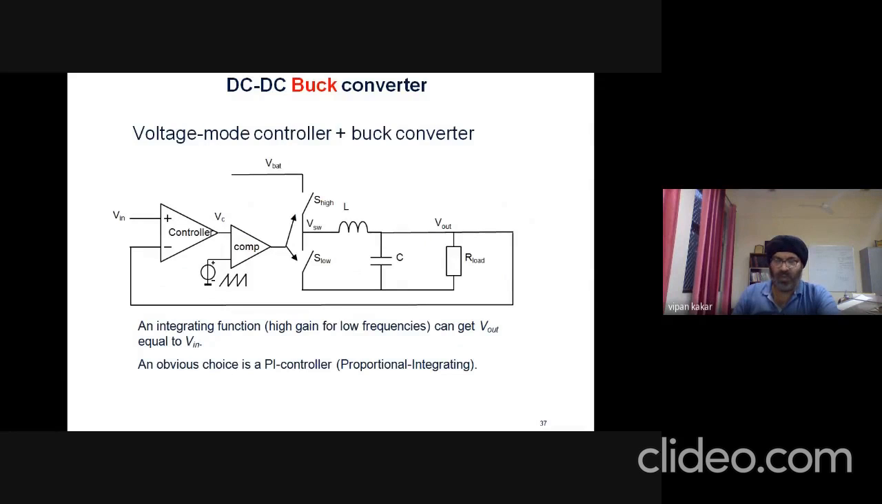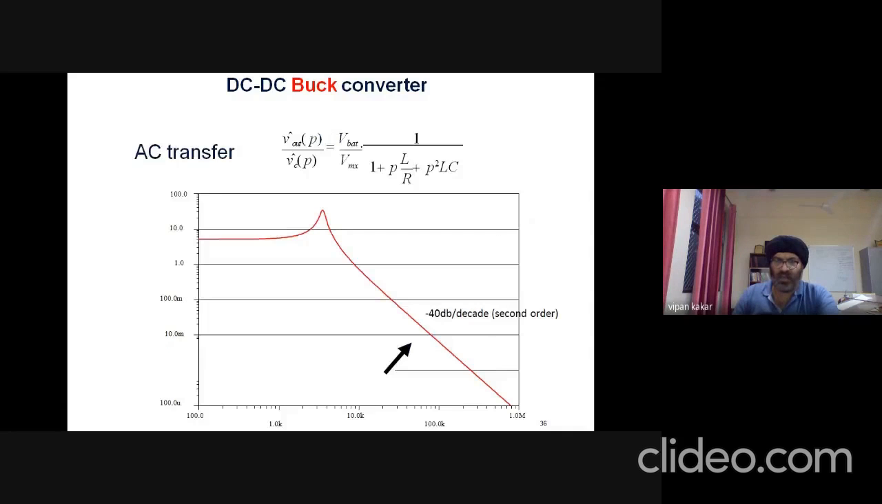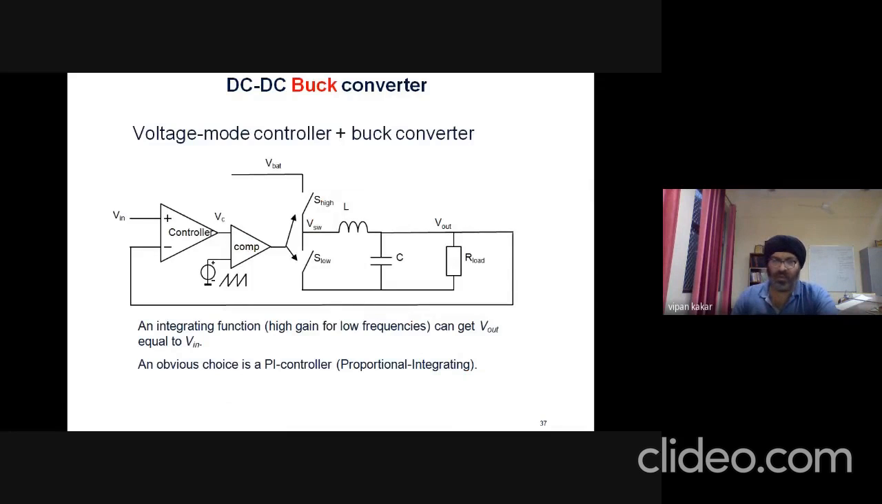And now going further, if we want to compensate for that, if we want to design a controller so that we can improve this frequency plot, because this frequency plot having minus 40 dB per decade of slope is a kind of unstable in nature. So if we want to have control on the stability also, we need to insert a controller in between.